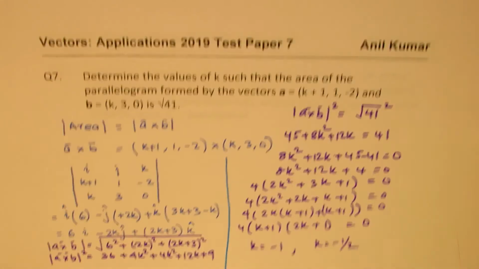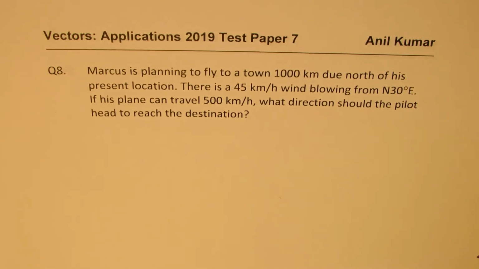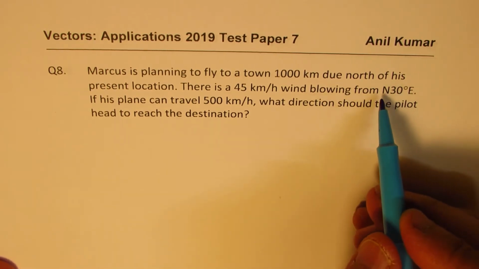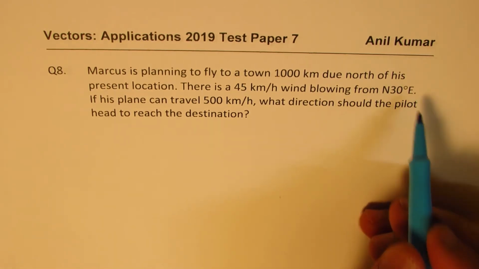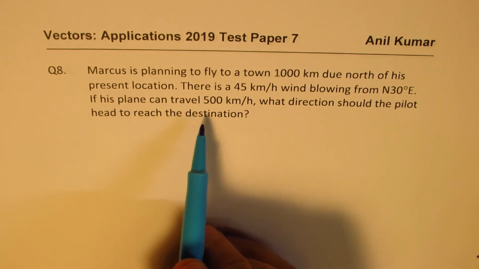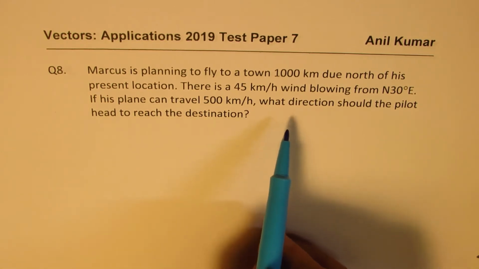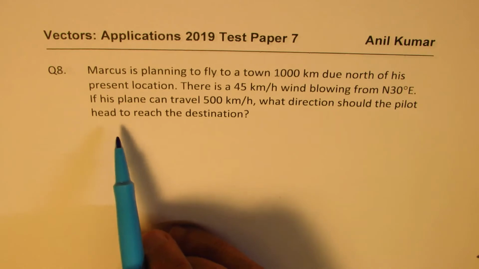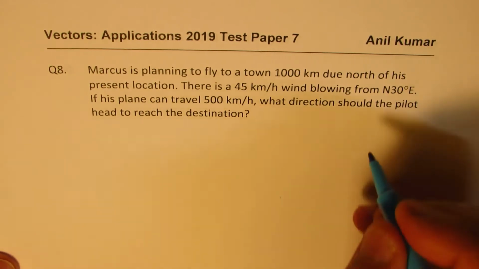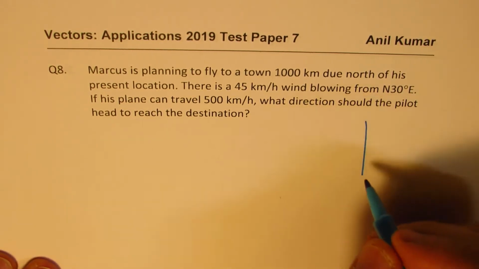Now let's take the next question, which is: Marcus is planning to fly to a town which is 1,000 kilometers due north of his present location. There is a 45 kilometers per hour wind blowing from north 30 degrees east. If his plane can travel 500 kilometers per hour, what direction should the pilot head to reach the destination? Okay, so let's sketch the scenario.